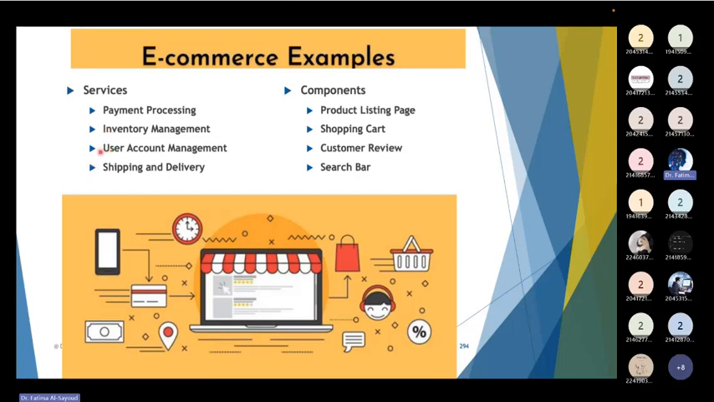And then we have user account management as part of providing everything. It can count as a service. الشيبينج والدليفري راح يكونوا كمان خدمات. عملية التوصيل والشحن اثنينهم راح يكونوا خدمات.